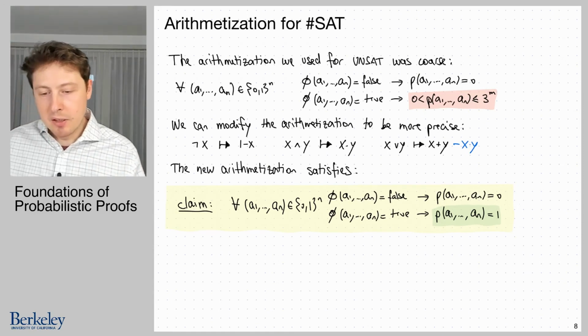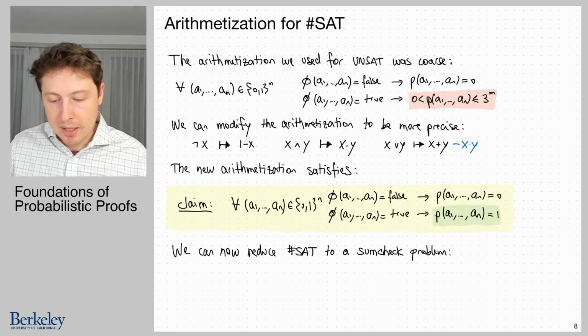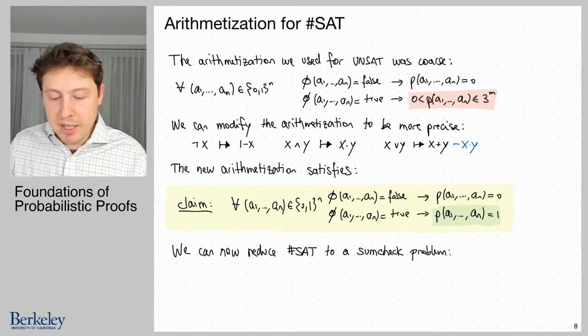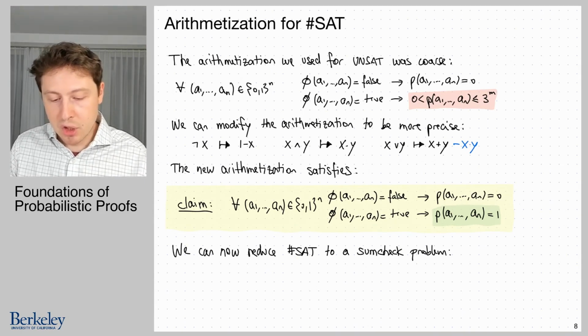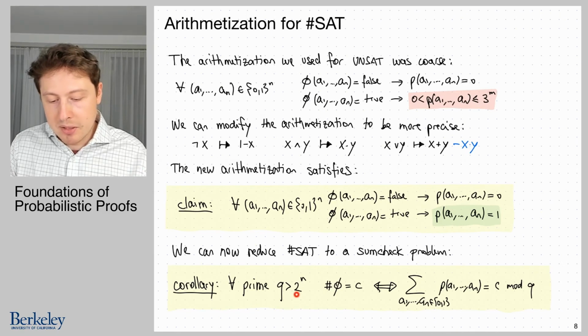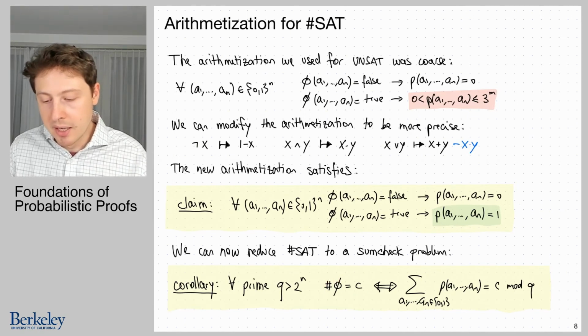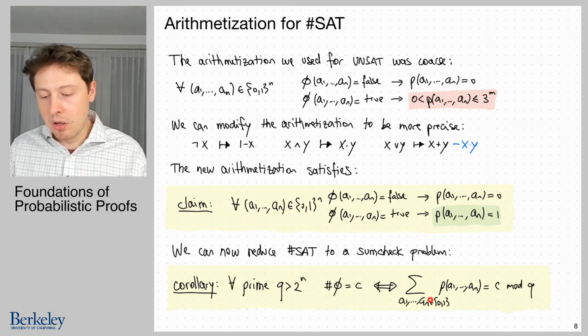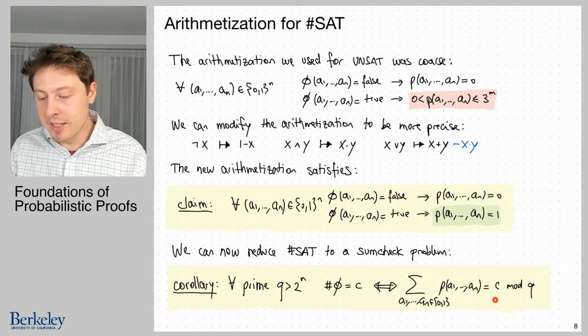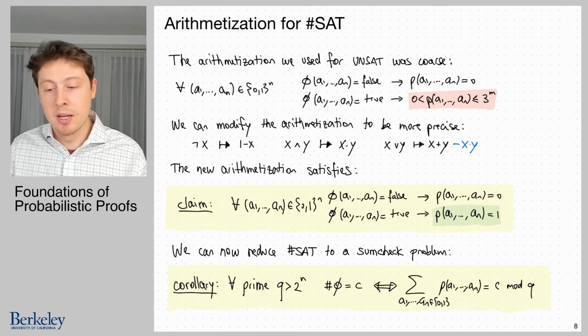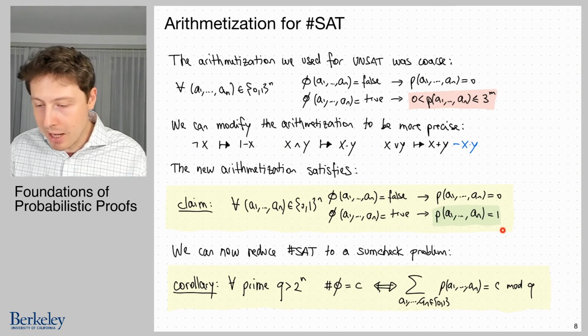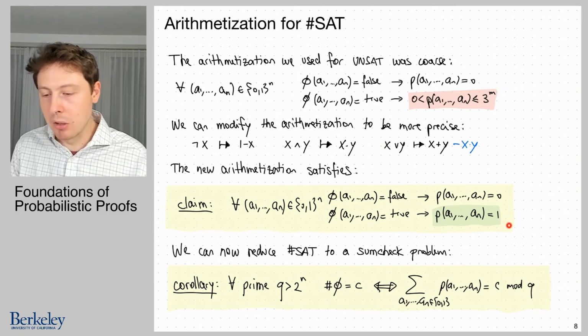Now that we have this more precise arithmetization, it's immediate to see how to reduce sharp sat to a sumcheck problem. We pick a prime q that is larger than 2 to the n, and then the statement that the number of satisfying assignments of the formula is c is, according to this new arithmetization, precisely the sumcheck statement: checking whether the sum of p over the Boolean hypercube is exactly c modulo q. Okay? Why? Because we have exact control over what happens at every location of the Boolean hypercube.